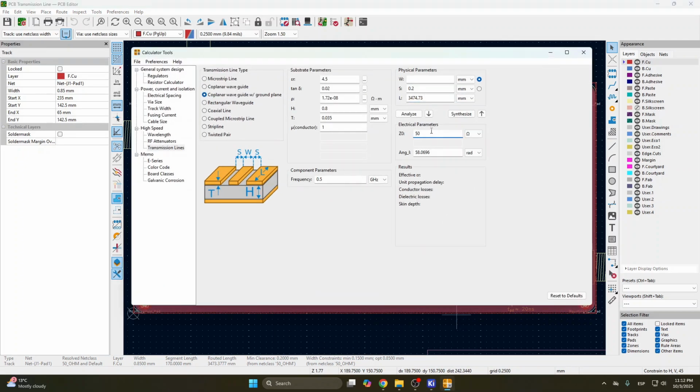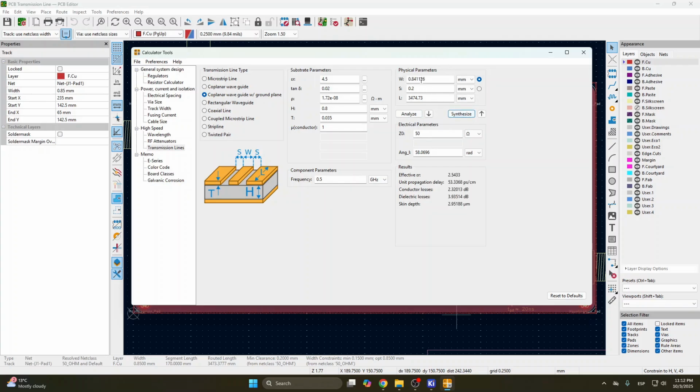Under electrical parameters, you input your desired characteristic impedance, in my case 50 ohm, and when you click on synthesize or this up arrow, this calculator tool will return the width that you need in order to achieve that characteristic impedance that you selected. So let's try it.